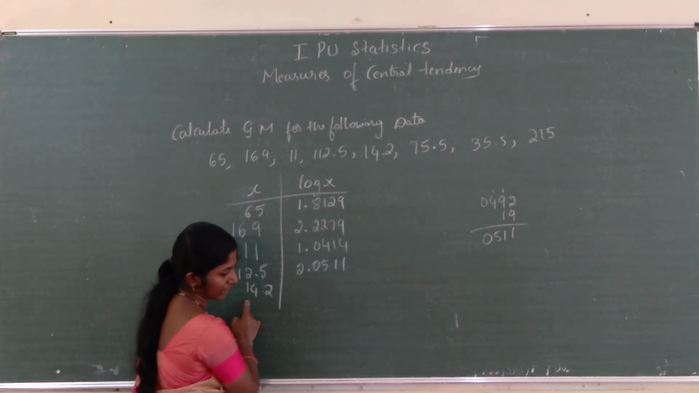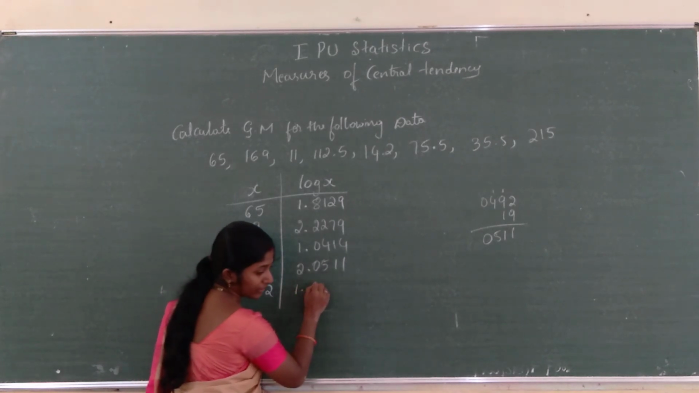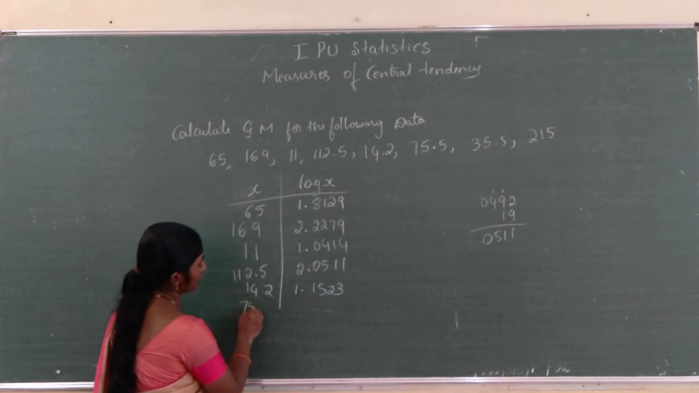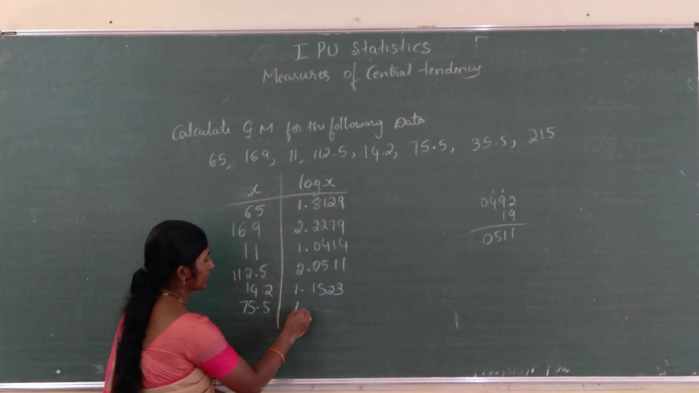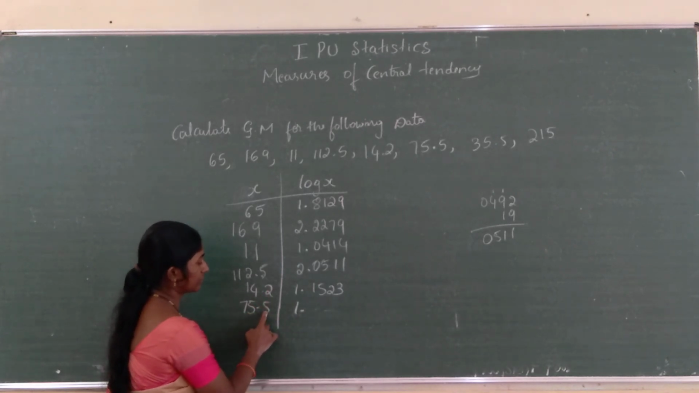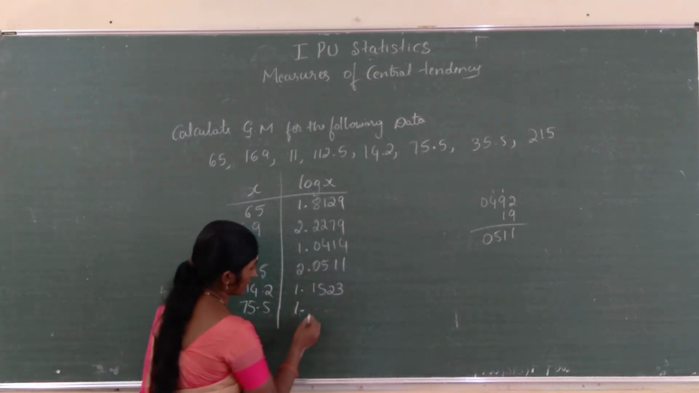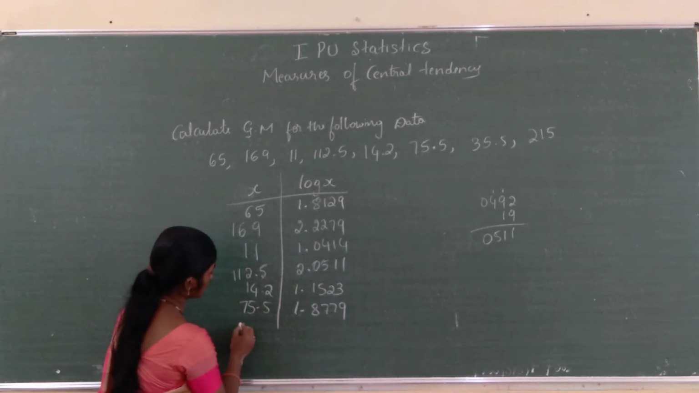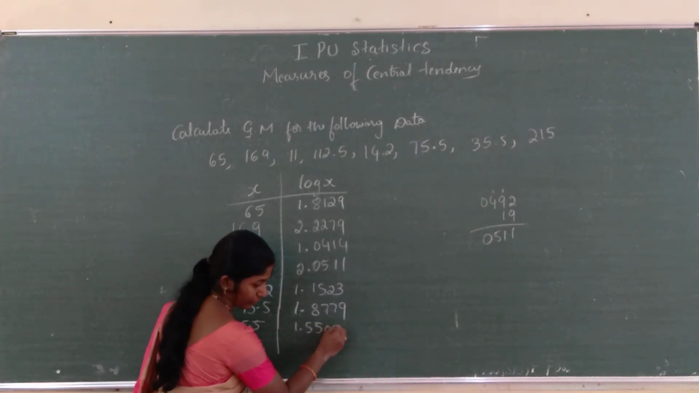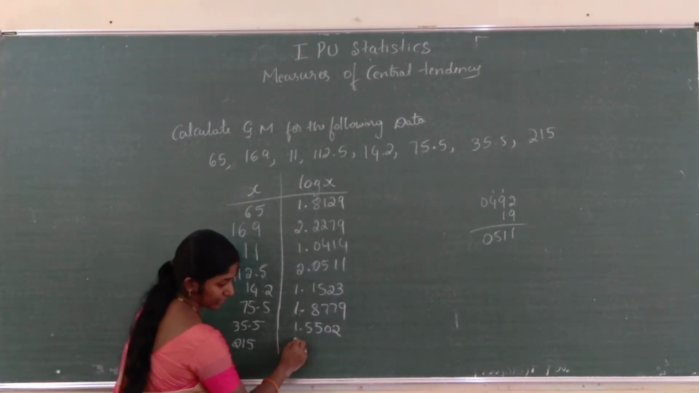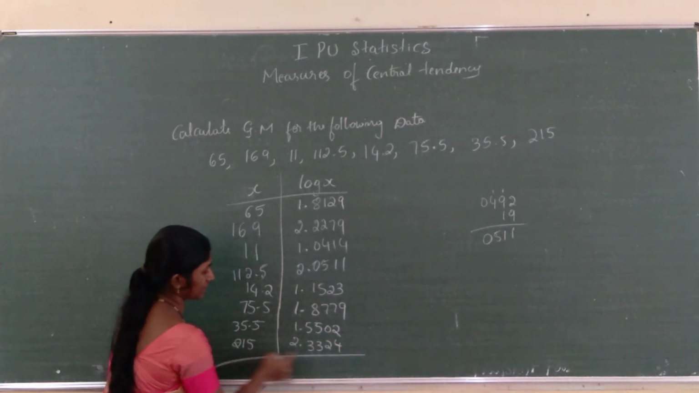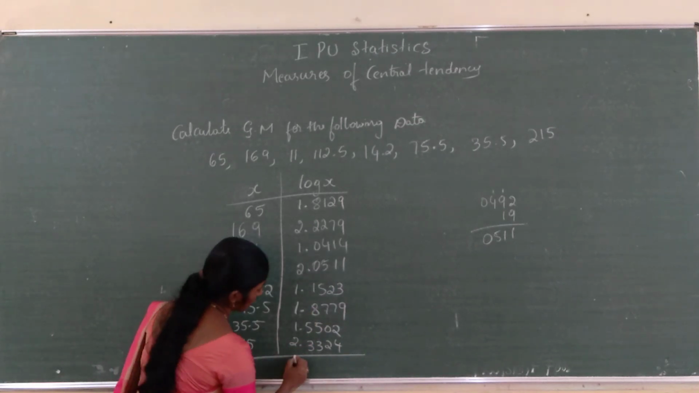14.2: 2 digits, 2 minus 1, that is 1 point, and in the log table you will get 1523. Next, 75.5: here also 2 minus 1, that is 1 point; in row 75, under column 5, you will get 8779. Next, 35.5: here 1.5502. Then the last one is 215: 3 digits, 3 minus 1, 2.3324. The mantissa is 3324.